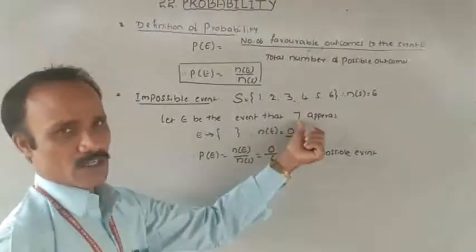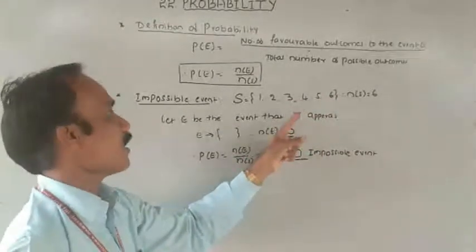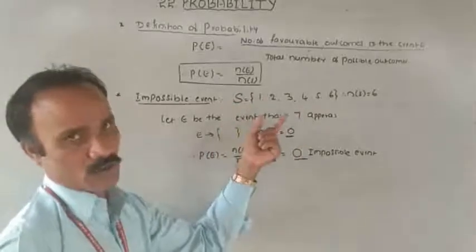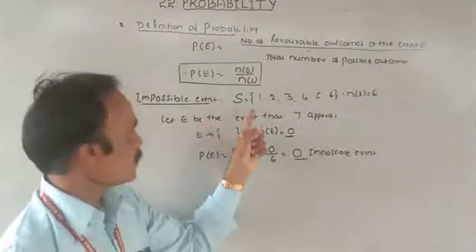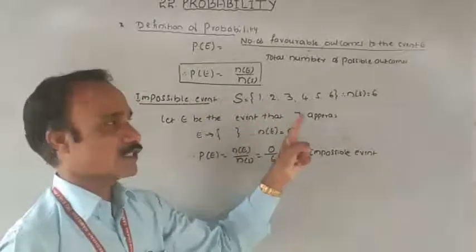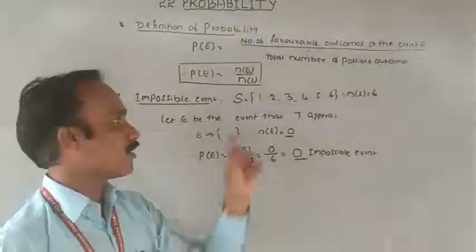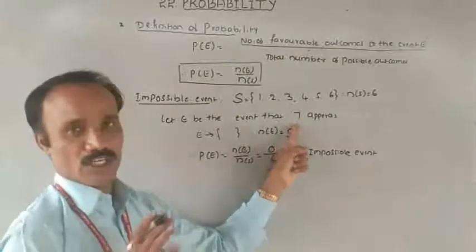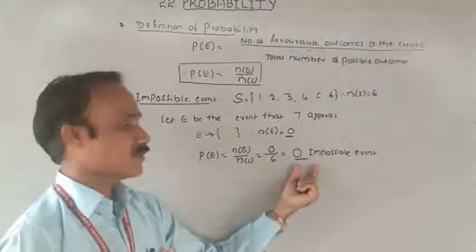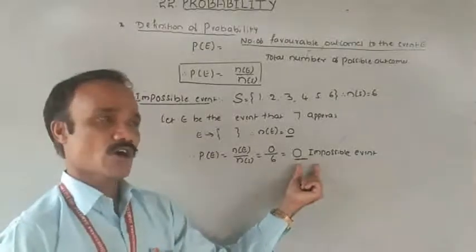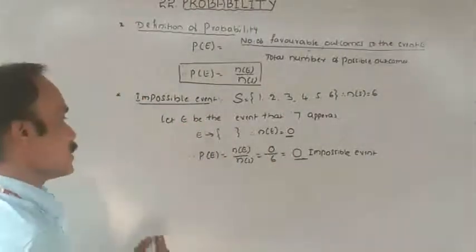We cannot get 7 because the maximum number is 6. We cannot get less than 1 either. So if a die is thrown, we get 1 or 2 or 3 or 4 or 5 or 6. Only one number will turn up. We get any one out of these 6. 7 is highly impossible. So the probability of the impossible event is always 0, or an event which has probability 0 is called an impossible event.